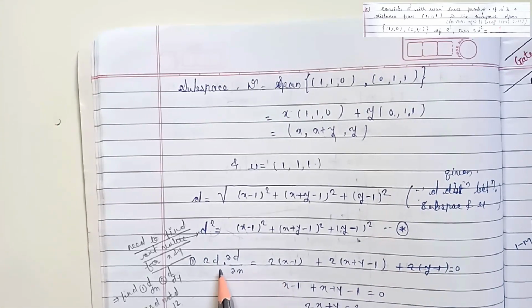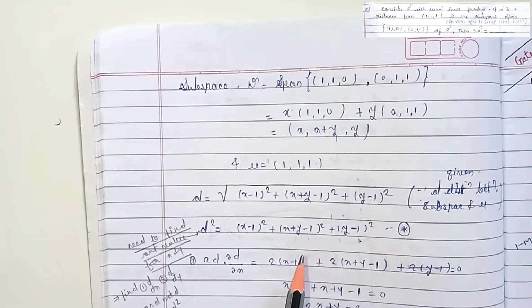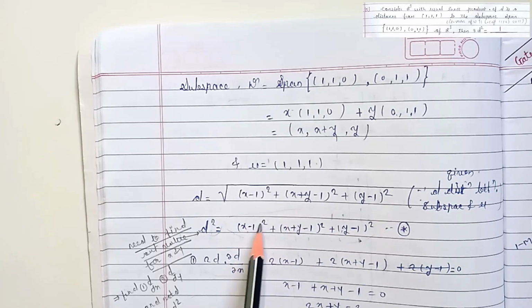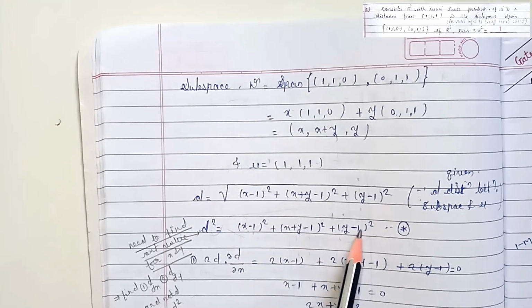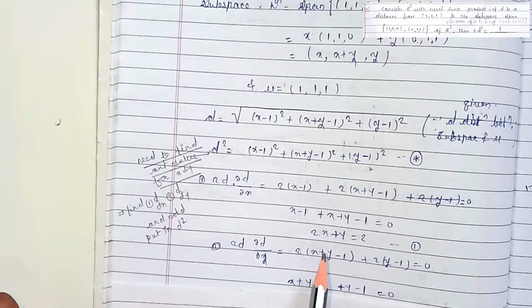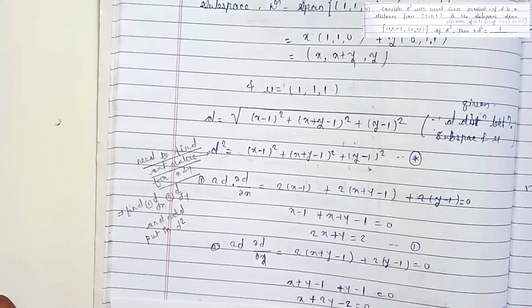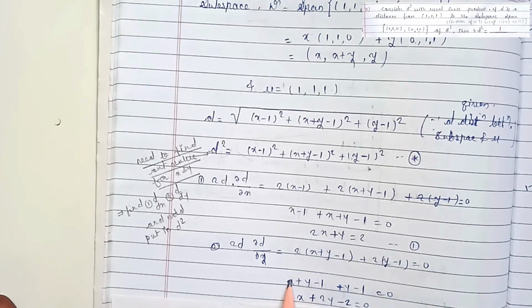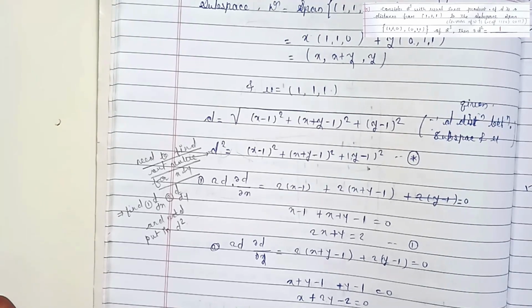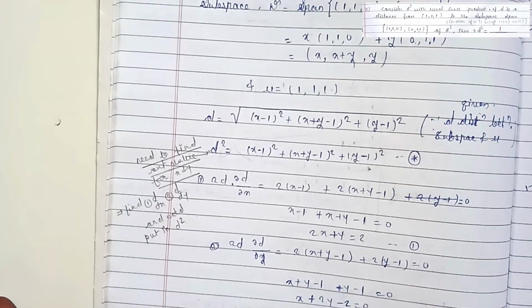Similarly apply over here: 2d dy by dx, 2 into (x plus y minus 1) plus 2 into (y minus 1). Now you have to differentiate with respect to y, so discard this one, then differentiate these y terms. Equate it to 0 and you will get another equation: (x plus y minus 1) plus (y minus 1) is equal to 0. So x plus 2y minus 2 gives x plus 2y equal to 2, and 2x plus y equal to 2. So I got the first equation and the second equation.